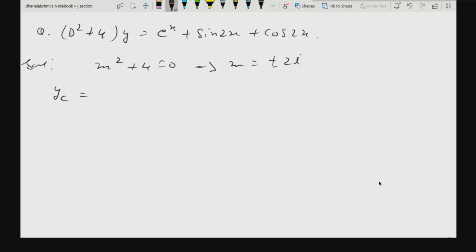C1 cos 2x plus C2 sin 2x. There is no real part, so e to the power 0 will be 1. So we will keep it aside, later we will use it.